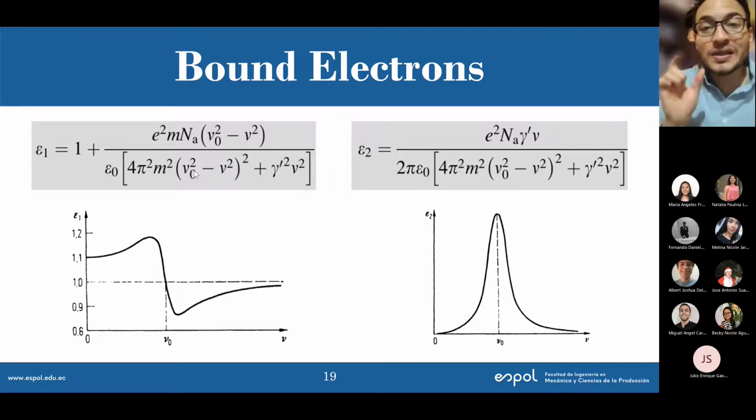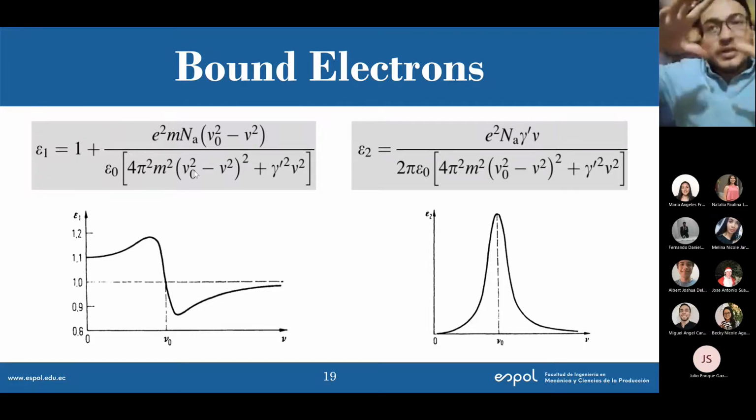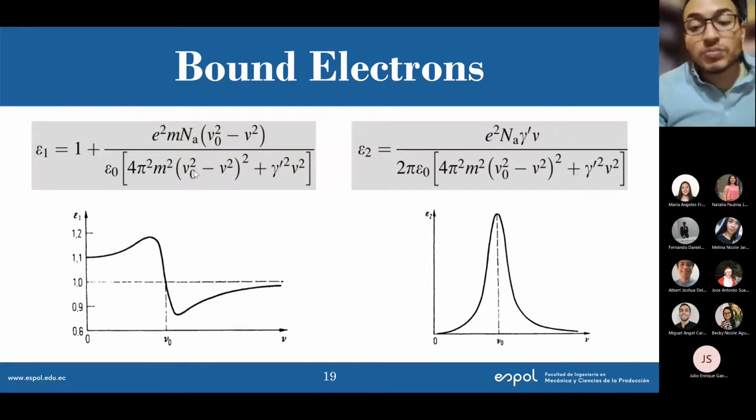So that's basically the parameter, the constant that accounts for this model. It comes into play to say that this model is actually considering what we saw, the creation of a dipole between the nucleus and the electron, and that bonding between the nucleus and the electron. That is gamma prime, and it's called the damping parameter.